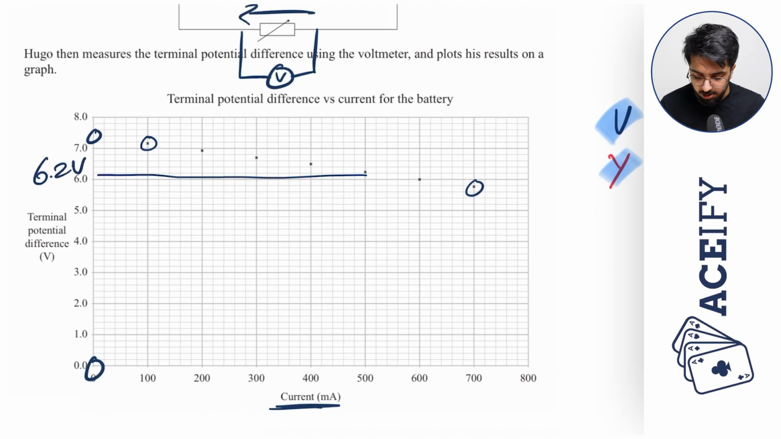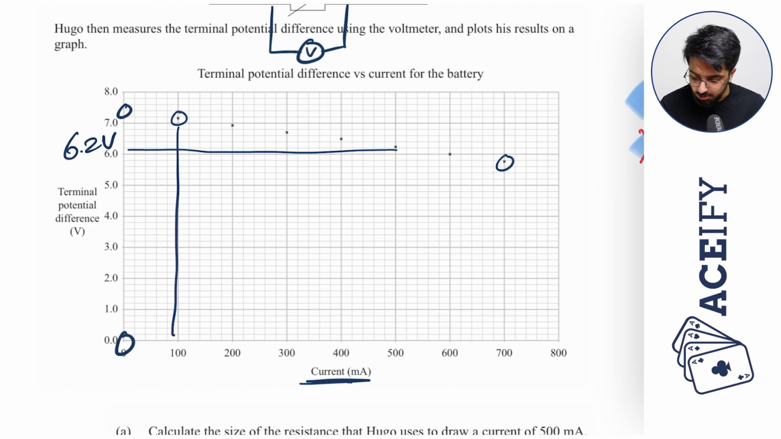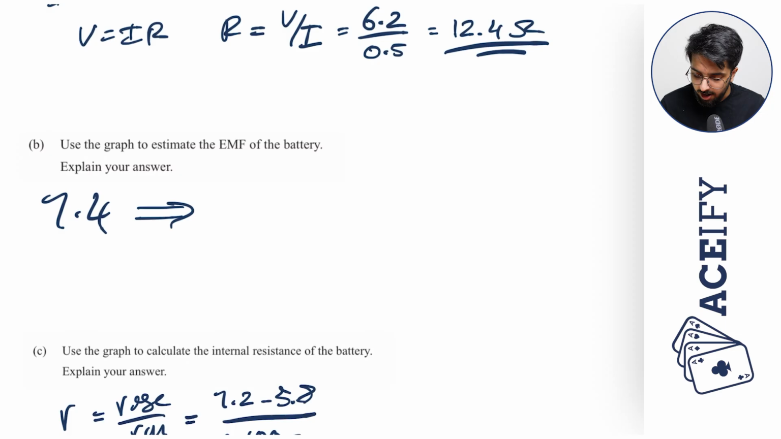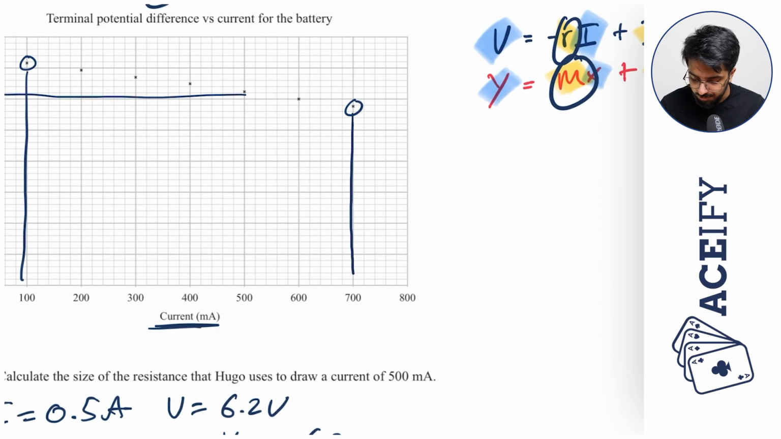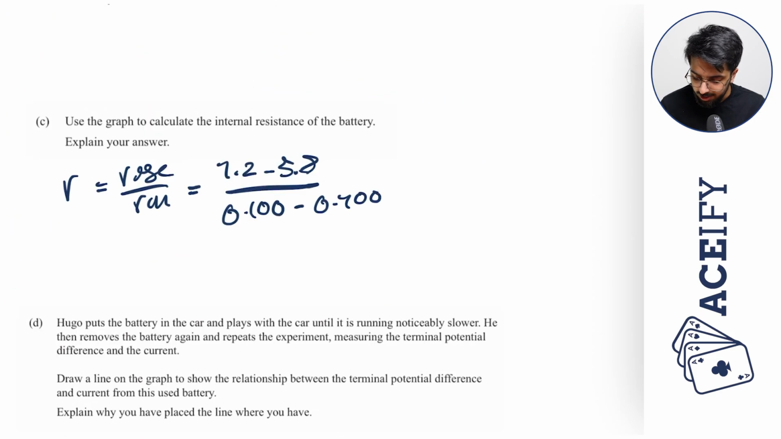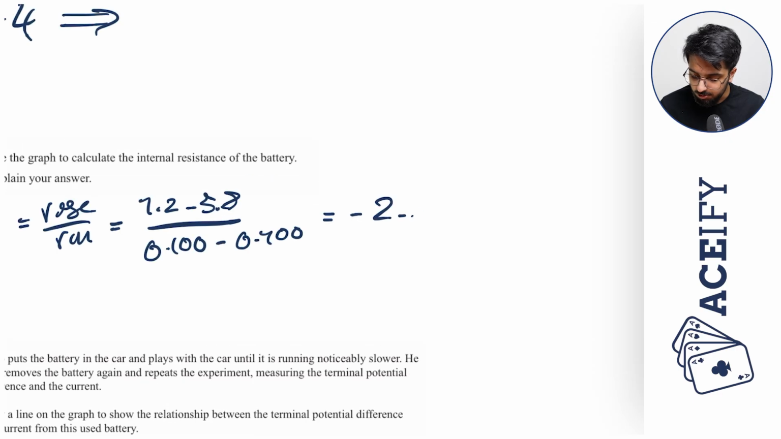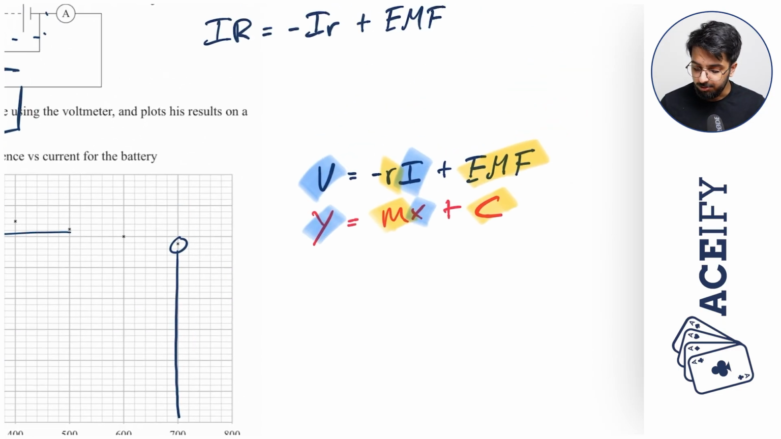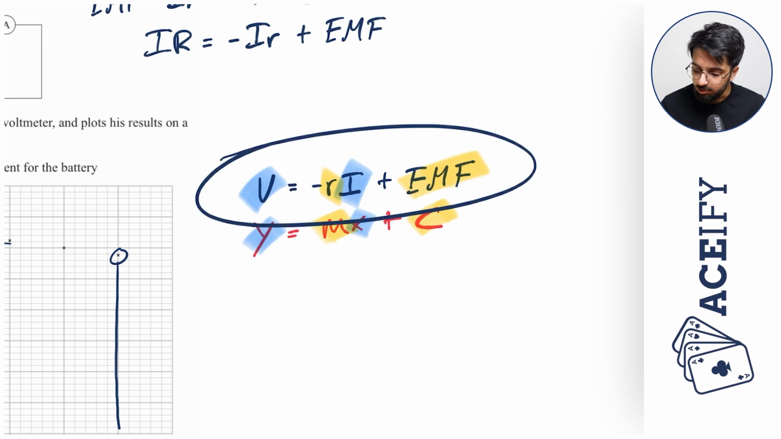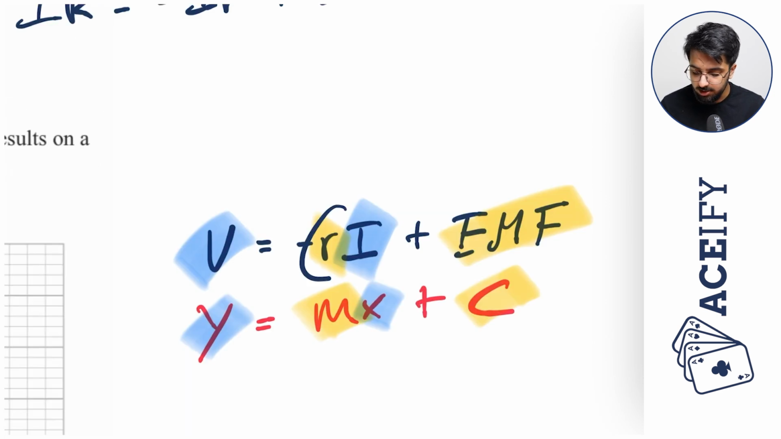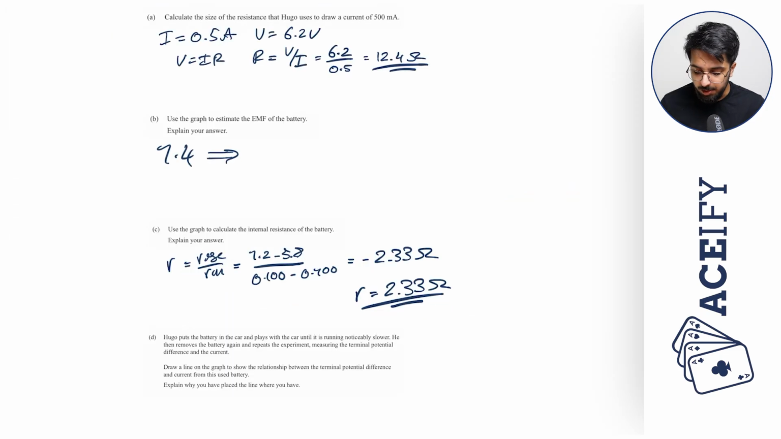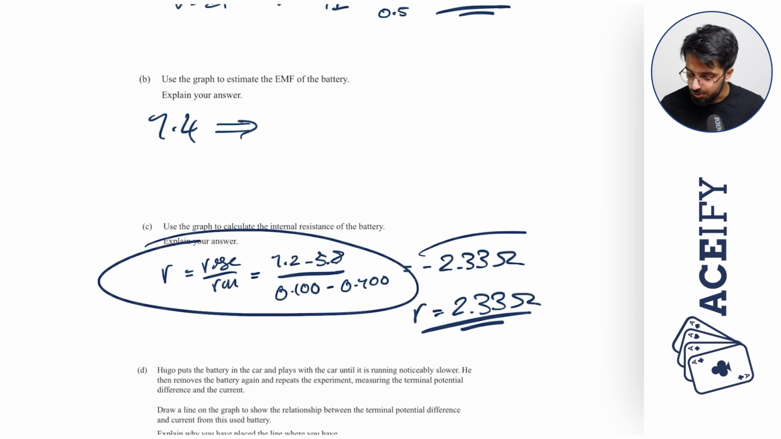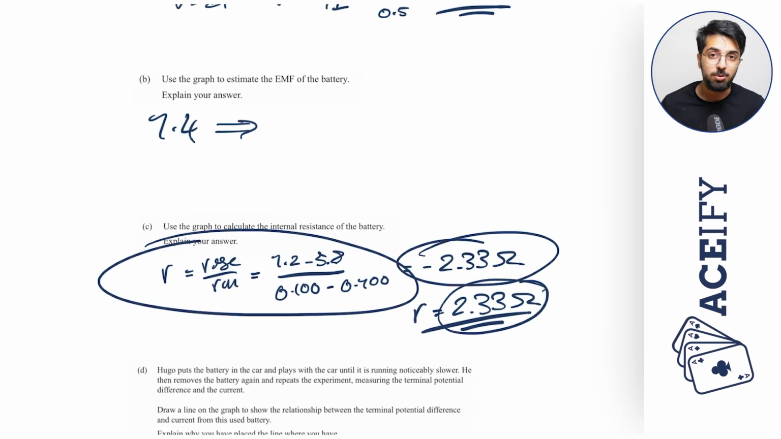And so our 7.2 value has a current of 100 milliamps, okay, minus our 5.8 value, which has a current of 700 milliamps, alright? And this equals negative 2.33 ohms. And therefore our internal resistance is equal to 2.33 ohms, okay? And obviously, to explain our answer, we know that from Kirchhoff's voltage law, we get this relationship right here, and we can see that our internal resistance is the negative of the gradient. When we calculate our gradient, we get negative 2.33, and so our R value is 2.33.